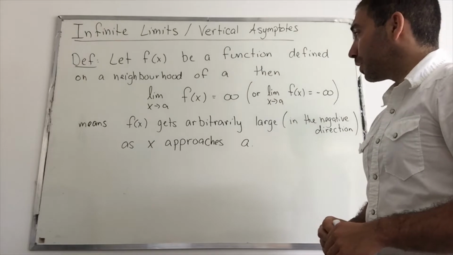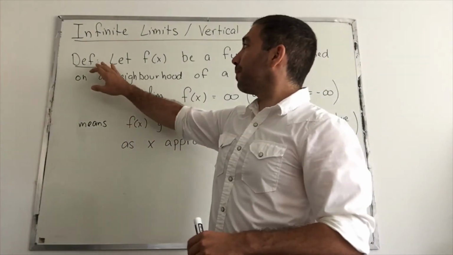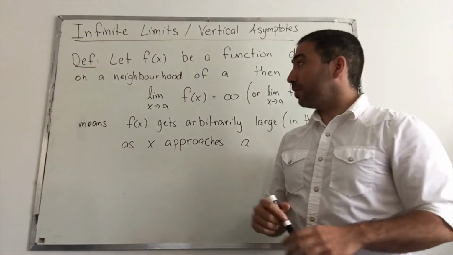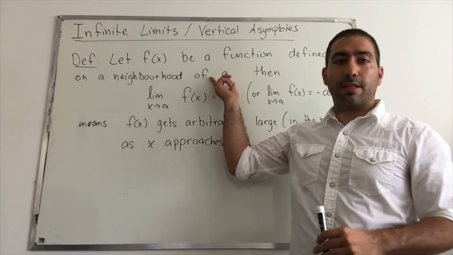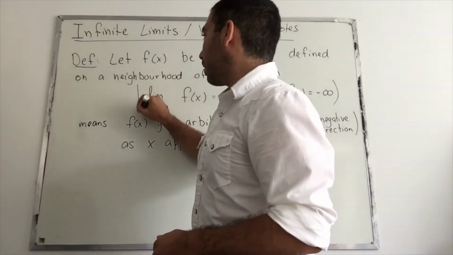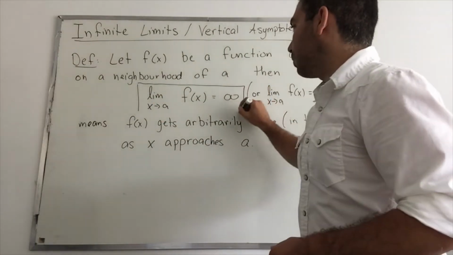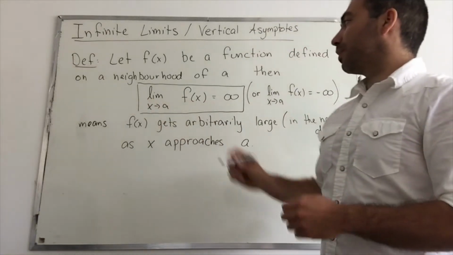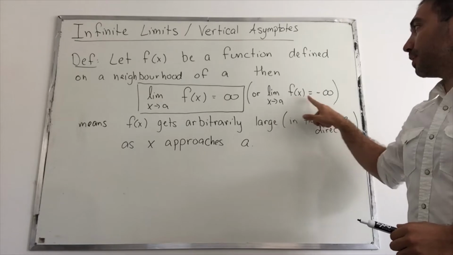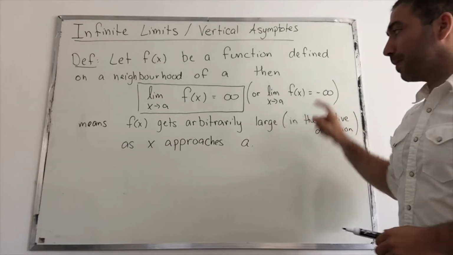So let's start off with a quick definition. First, let f of x be a function defined on a neighborhood of a. So values close to a, doesn't necessarily have to include a. Then we write the limit as x approaches a of f of x is equal to infinity. Or we write the limit as x approaches a of f of x is equal to negative infinity.